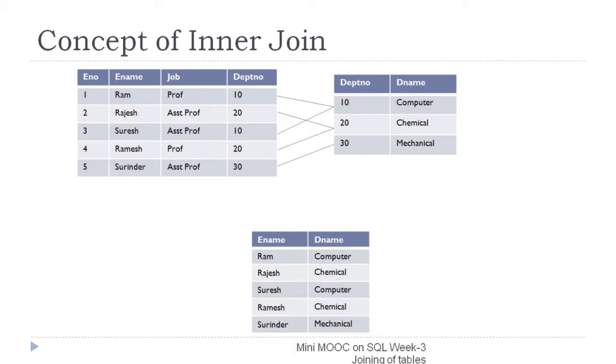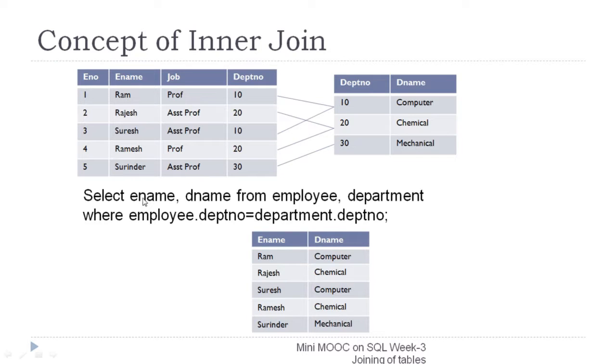So let us write the corresponding select statement. The select statement will be: select E name, comma D name from employee, comma department, where employee dot department number equals department dot department number. Since department number is common in both the tables, it is important to add the table name as a prefix to the column name to resolve its ambiguity.